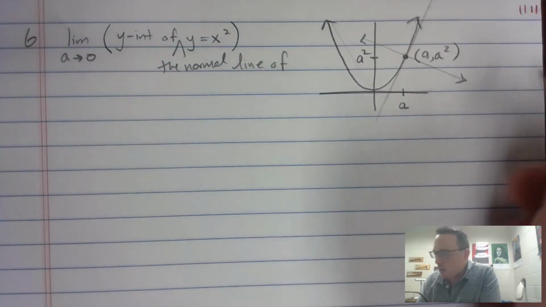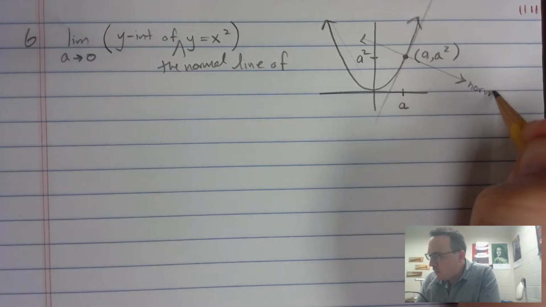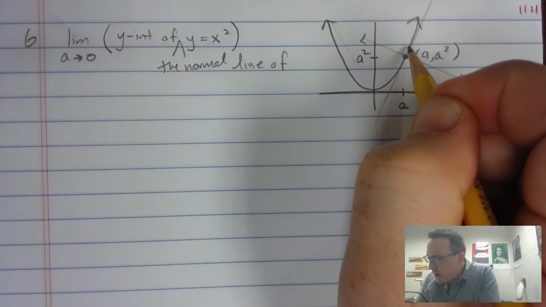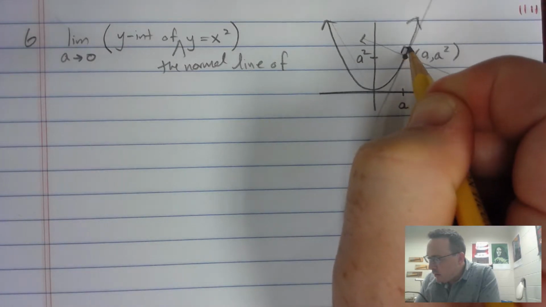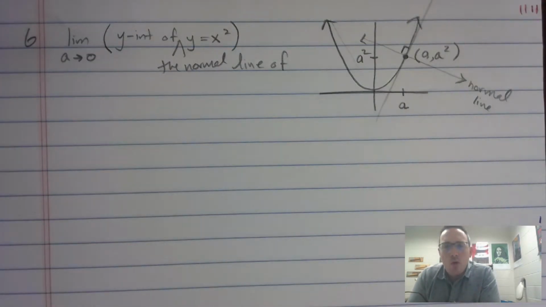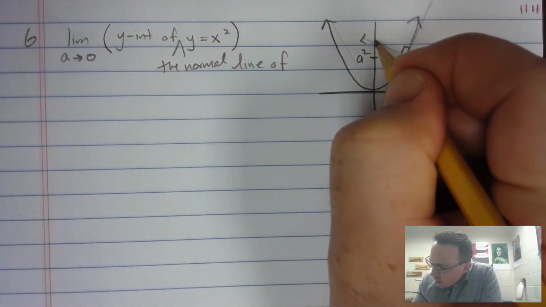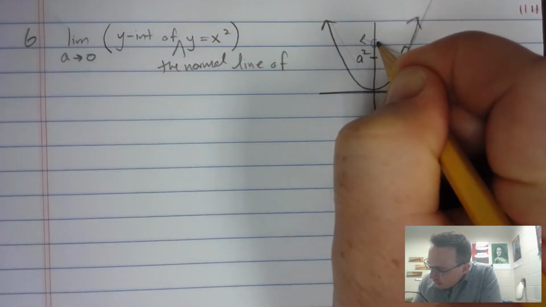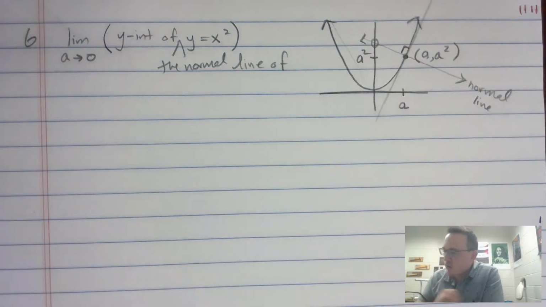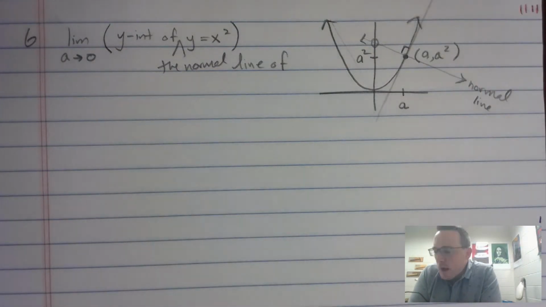So this is our normal line, and it is perpendicular to the tangent line. This graph gives us most of what we're looking for. What we're looking for here is something about the y-intercept. Well, we can see the y-intercept on this graph. The y-intercept is this point right here, where the tangent line crosses the y-axis.